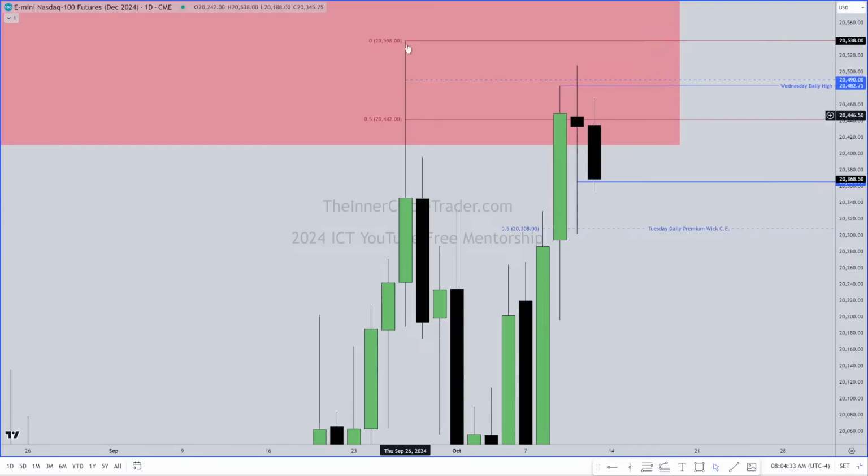So half of this range between this candle's close to that candle's high is this level here. So this premium wick is an array where we split it in half because a wick is a gap. So half of that gap is 20,442 and a half.